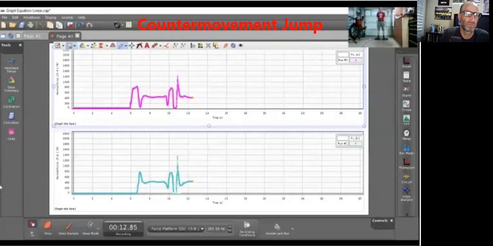I think I got another jump here. Try to jump a little higher. All right, so I jumped higher. I've got a longer flight phase. This propulsion force is a little higher than that one. This one's a little bit higher too. So I'm pushing on the ground harder. And interesting, I'm landing with more force too.